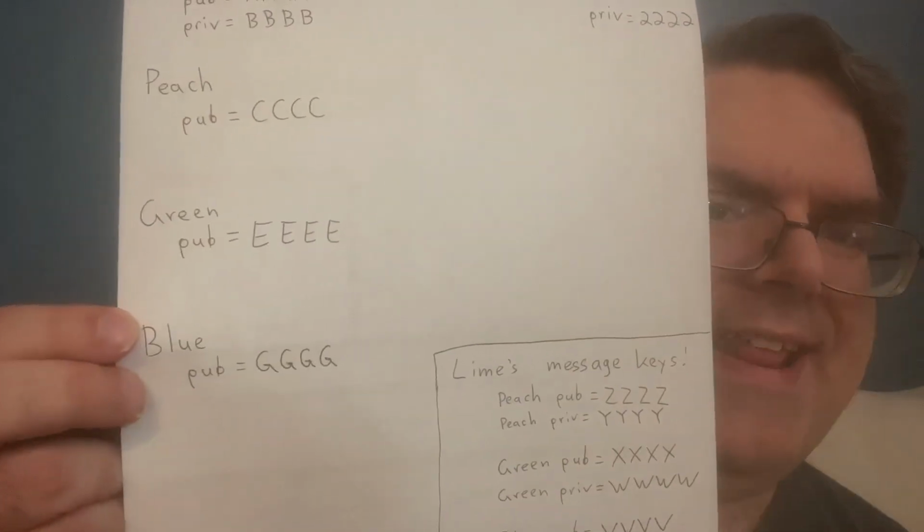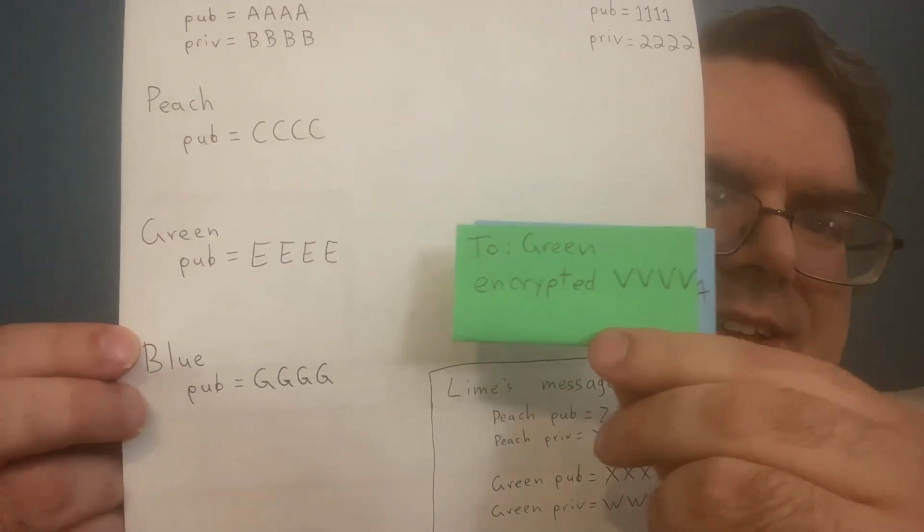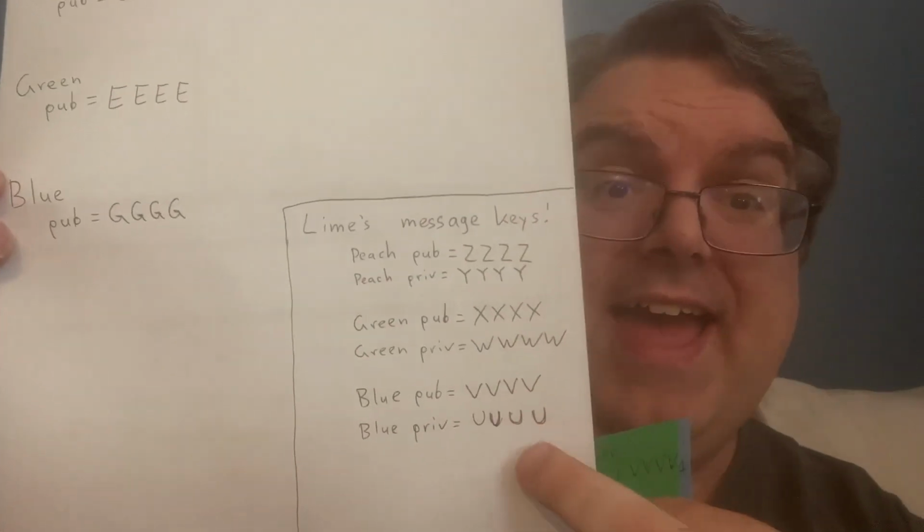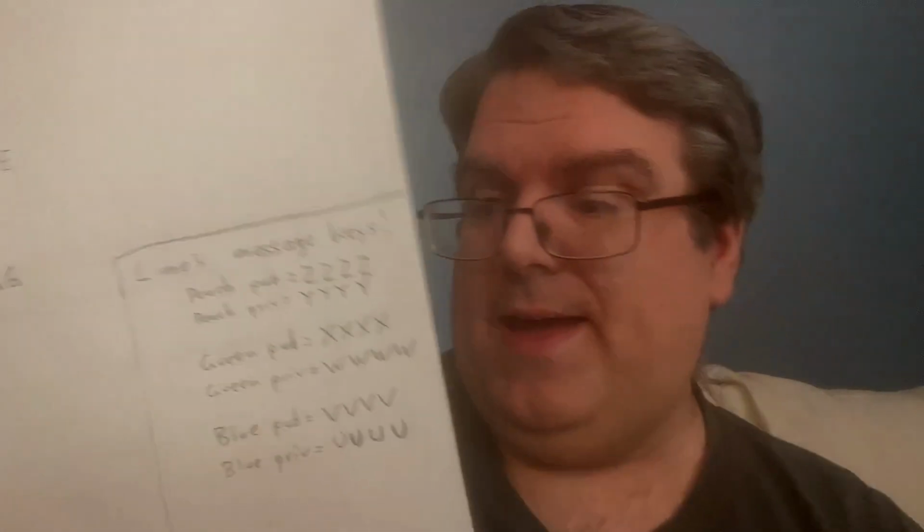Let's get the next layer, which is green. Green, there we go. And we're going to do the same thing, essentially. We're going to wrap the response that was sent to blue, which it can't open, it doesn't know how, and send it to green, encrypted with VVVV. Again, green doesn't know what that is. Green doesn't have that key. I have that key.